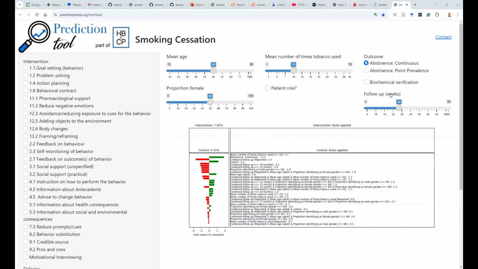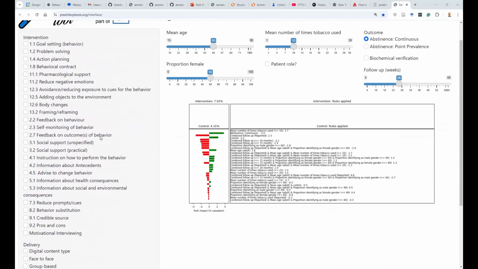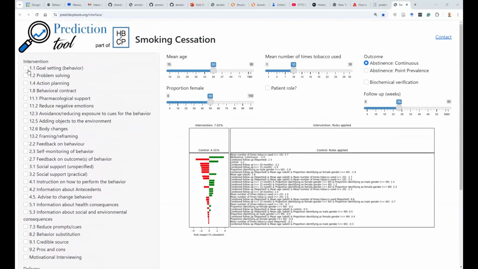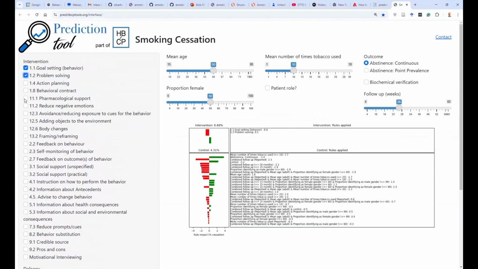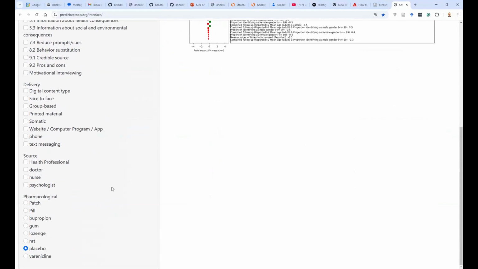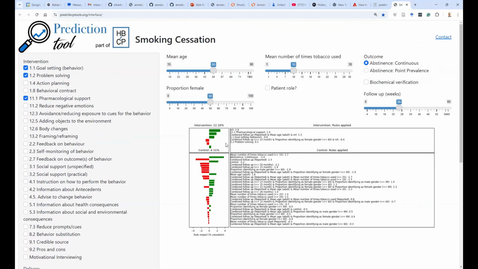If I add some components to the intervention from the ontology, let's say I add goal setting, problem solving, pharmacological support. And with pharmacological support, I tell it that this is nicotine replacement therapy, for example. You can see that it's added it into this panel here, and it's increased the expected outcome from whatever it was, 7% to about 12%.